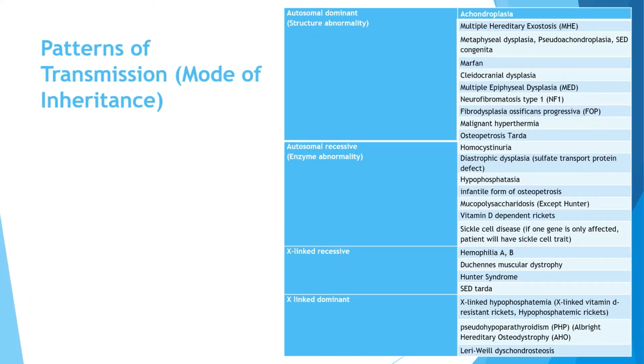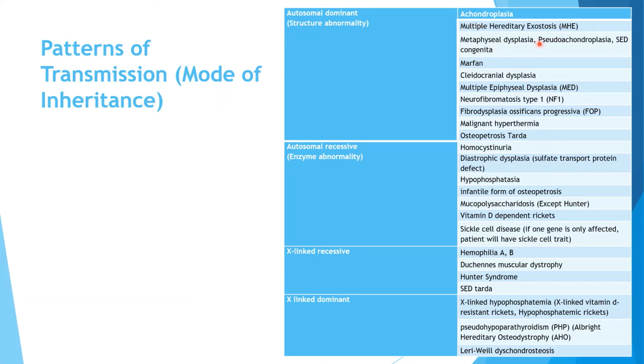Now, after we talked about the gene, let's talk about the pattern of transmission or modes of inheritance. Mainly there are 4 types: autosomal dominant, autosomal recessive, X-linked recessive, and X-linked dominant. Most of the autosomal dominant are structural abnormalities. The common disease that affects the musculoskeletal system is the multiple hereditary exostosis. As you remember, we said it's due to EXT1 and EXT2. It's an autosomal dominant disease.